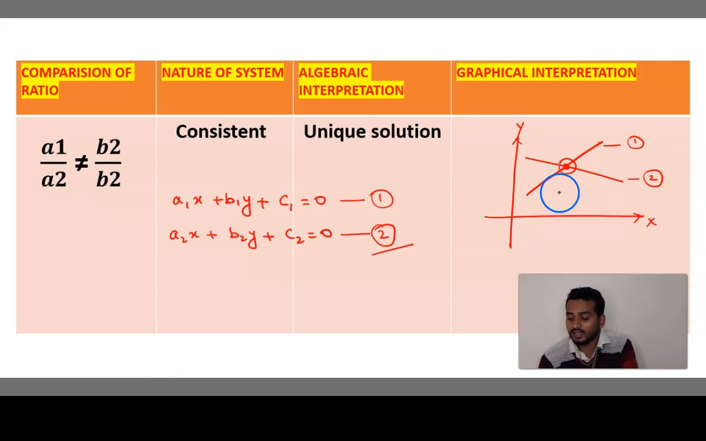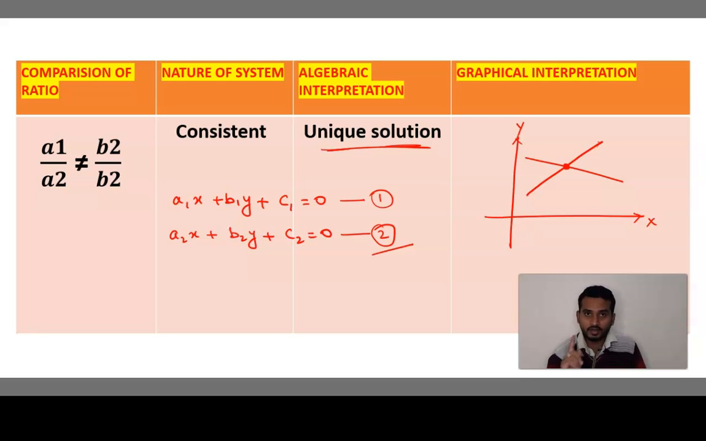If two lines intersect, then what type of solution do we get? We get a unique solution. In the exam, they will give you a graph of this type. They will give you a graph like this, and they may ask how many solutions this graph consists of. Only one solution.